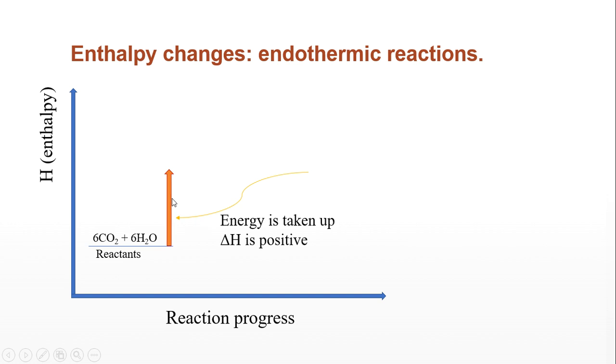energy is taken up via sunlight in a smart arrangement within the leaf of plants to form products with a higher enthalpy. So we have an increase in the energy content of this system as new molecules are formed. Energy has to be taken up, so the delta H is positive. Whenever the products are higher up in a diagram like this than the reactants, we know that it's an endothermic reaction. Okay.